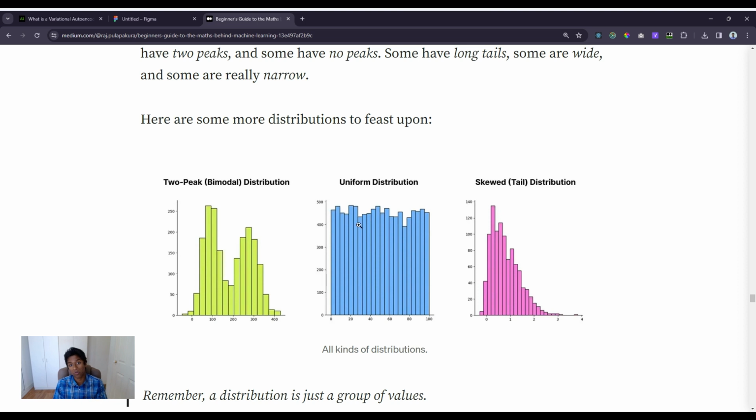We also have the uniform distribution, which is kind of like an even distribution. There are no obvious peaks. It's all even and pretty uniform. And then we have the skewed or tail distribution. This one tapers off at the end, and there are many forms of this tail distribution. You can have really long tails, short tails. As you can see, there are a bunch of different distributions that you can have.